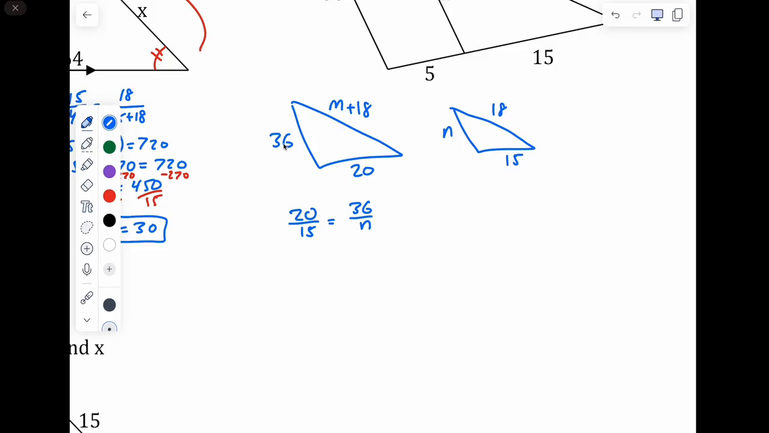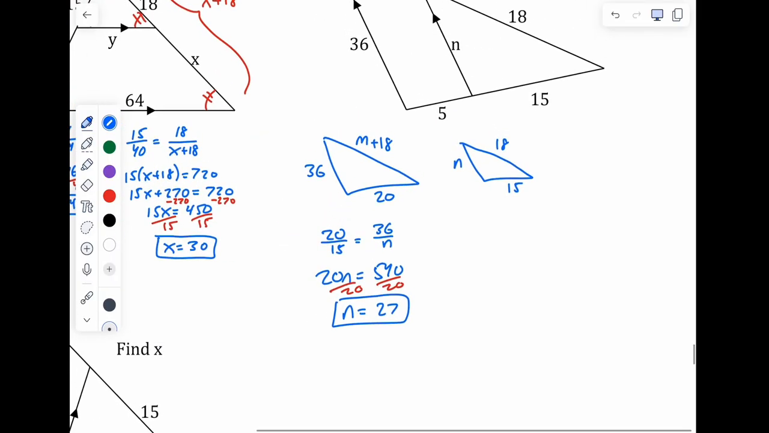As long as the 20 is across from the N, I'm doing it right. Some people might do it like this. They might say 36 over 20 and then N over 15. That will work too. I don't do it that way. I always go triangle to triangle. But as long as the 20 is across from the N and the 15 is across from the 36, it is the same. Is it 27? Okay, so N's 27.